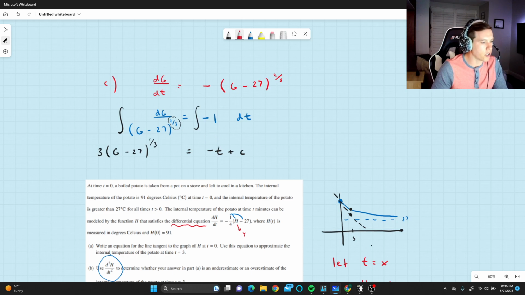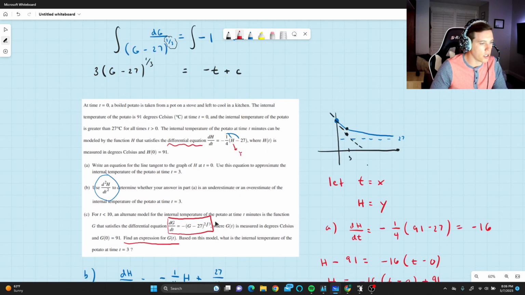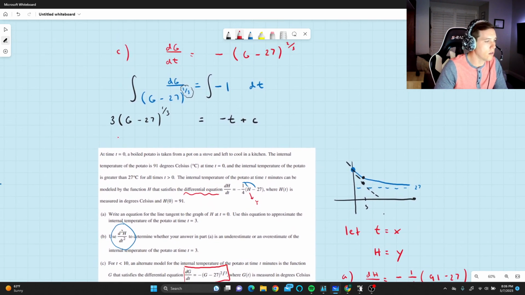All right, and then we plug in our initial condition. I think the initial condition did not change. G of 0 is still 91. So 3 times 91 minus 27 to the 1/3 equals, and this is just 0. So if you really wanted to just carry C as this value, you could, but this one's not terrible. 91 minus 27, we already did, is 64.